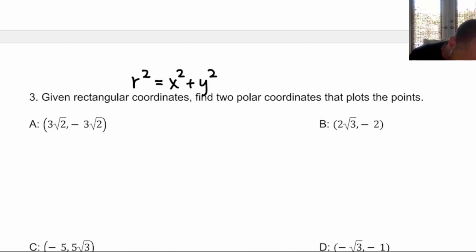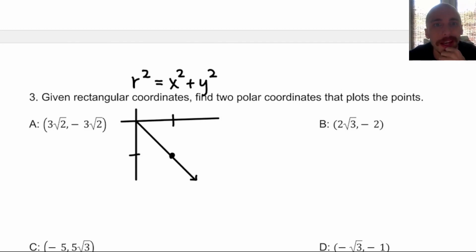So if I'm graphing this where x is positive and y is negative, I'm really only going to need the fourth quadrant. 3 root 2 and negative 3 root 2, those are the same number, just one's negative. And so that means I'm sitting on a 45, 45, 90 triangle. That also means that this ray I just drew here is going to be negative pi over 4. So for 2 polar coordinates, I like to think of this as negative pi over 4, but I know y'all think of it as 7 pi over 4. Those are the 2 coordinates. We just have to figure out r.